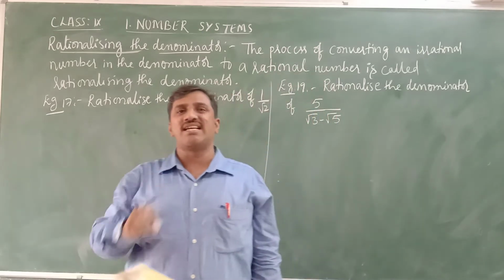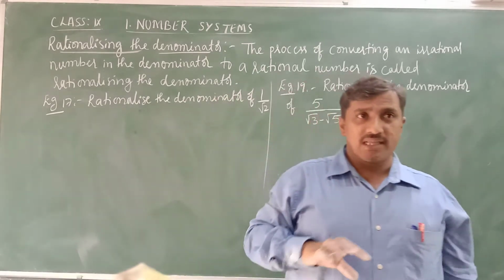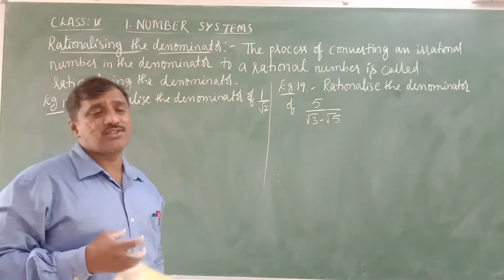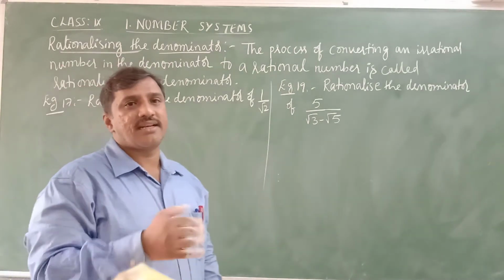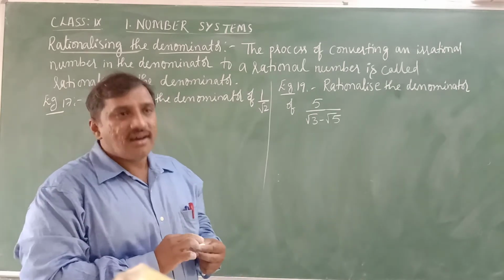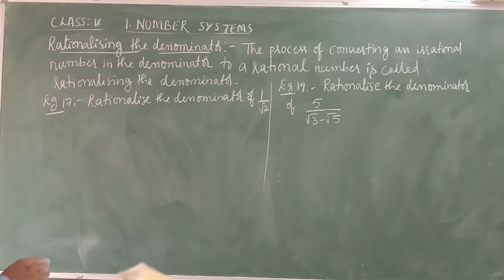How do we get the rationalizing factor? While we are discussing these examples, we will discuss. It is by interchanging the sign. If it contains two terms, plus as minus and minus as plus, we get the factor. That factor is a rationalizing factor. Now here we will discuss a few examples.